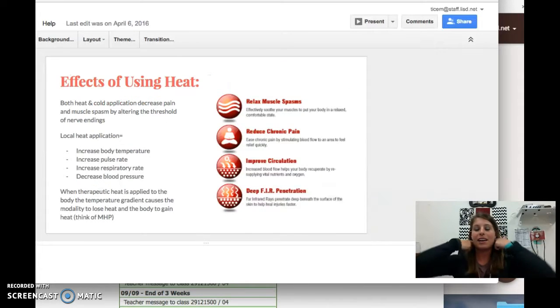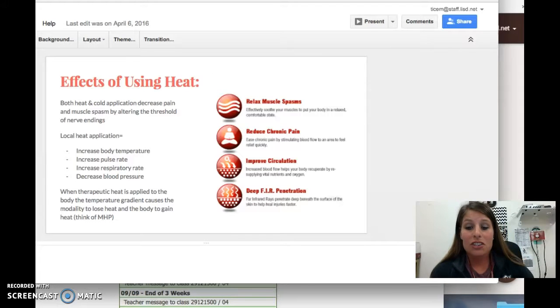So the next slide we have is the effects. What is actually going on in our body when we are using heat? A couple of these we're going to see work no matter if we're dealing with a thermal modality or if we're dealing with cold. But regardless, when we are using heat, we do have the ability to decrease pain and decrease muscle spasms. That's a big one. We talked about in our last chapter muscle guarding, muscle spasms, that kind of stuff. Heat is going to help relax everything.